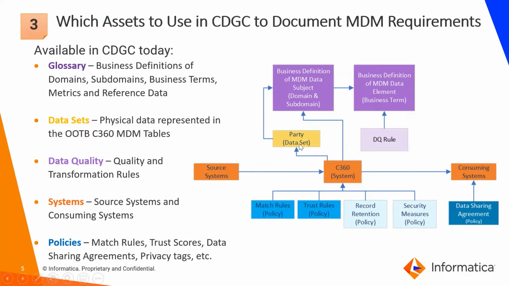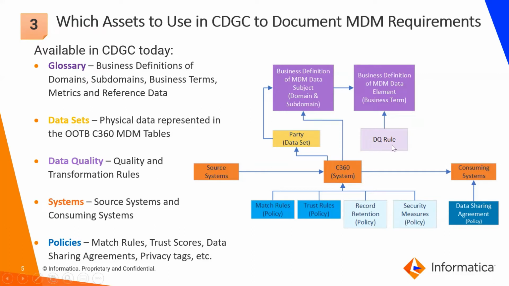We want to identify the data sets that are going to be used to provide this data. And so the data set asset is going to be identified the physical data that's represented in those out-of-the-box 360 MDM tables. And again, all the additional tables that we want to have for the way that we do business, or identify the tables that we are never going to use, again, based on the way that we do business.